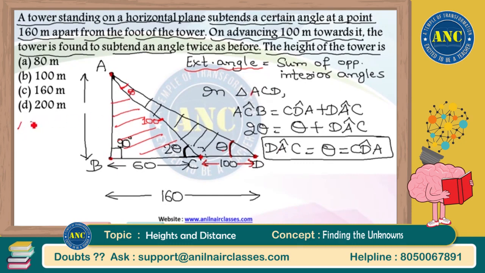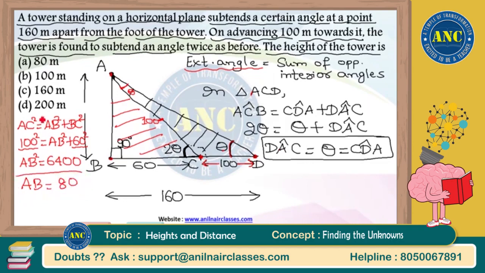Pythagoras theorem says AC square is equal to AB square plus BC square. So AC square is 100 square. AB square I don't know, I will keep it as it is. BC square is 60 square. 100 square is nothing but 10,000. 60 square is 3,600. If I subtract, AB square will be 10,000 minus 3,600, which is 6,400. So AB will be the square root of 6,400, which is nothing but 80 meters.